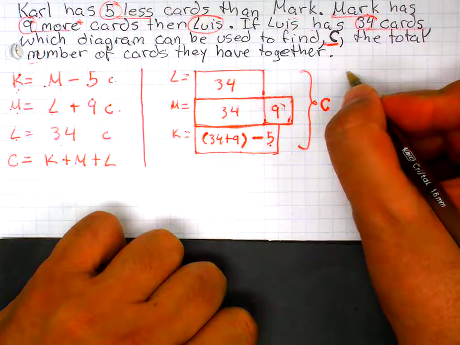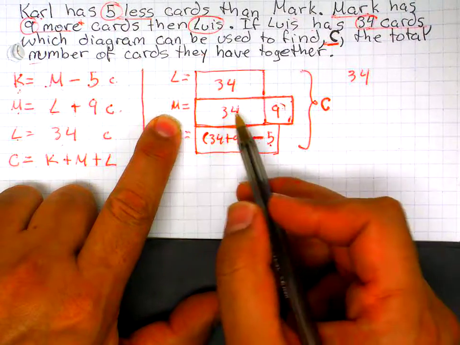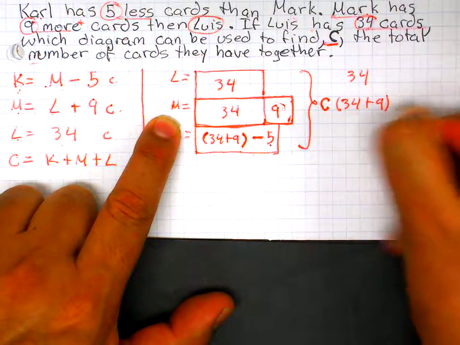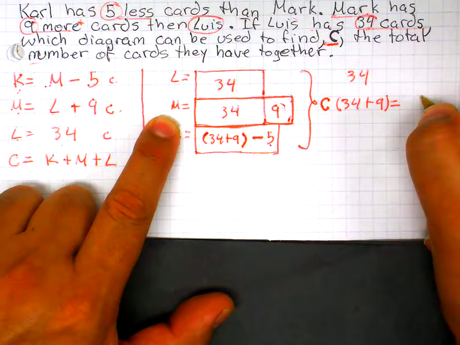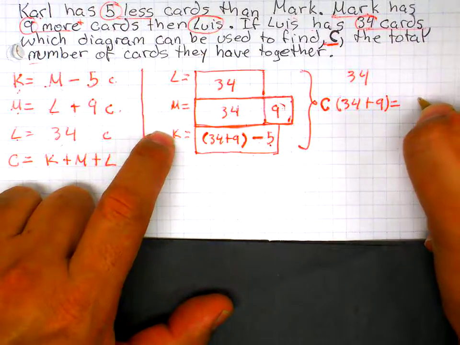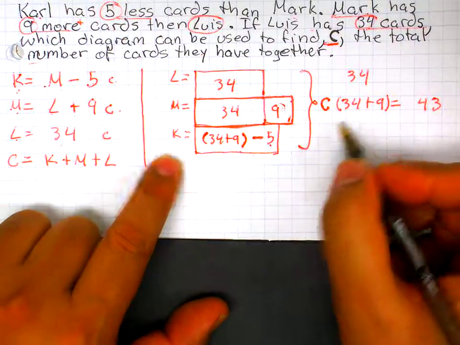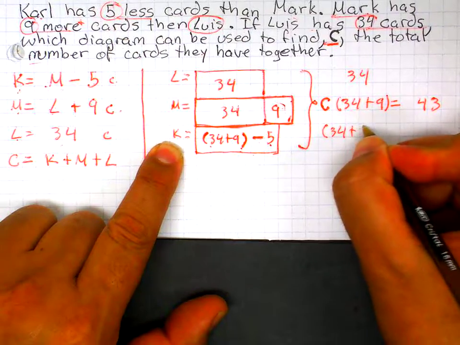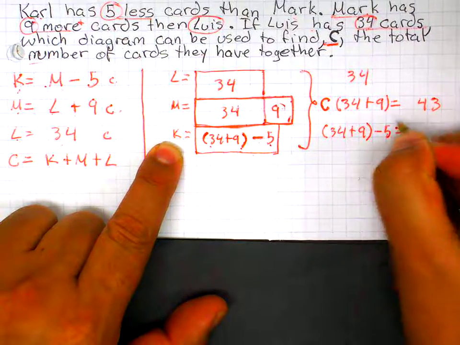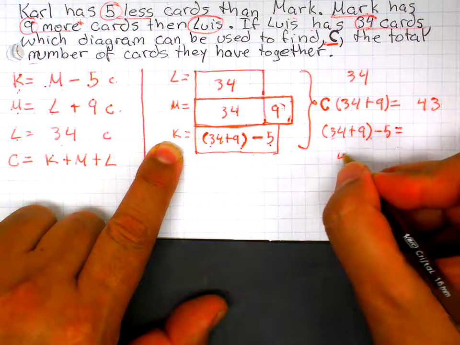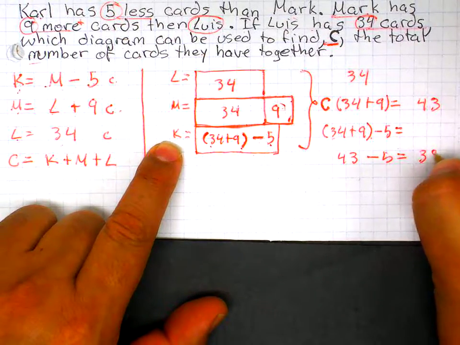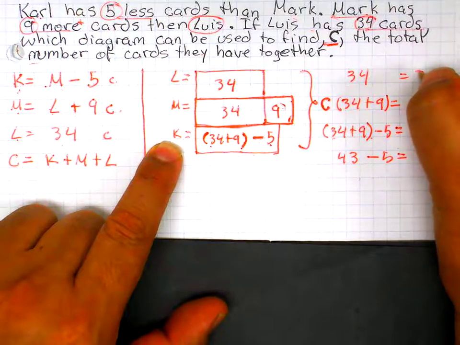So let's see what those numbers are. Luis has 34 cards. Mark is 34 plus 9, and 34 plus 9 is 43. Carl is 34 plus 9 minus 5. So 34 plus 9 was 43, and 43 minus 5 is 38. And Luis, of course, is 34, because that's the number that I know.